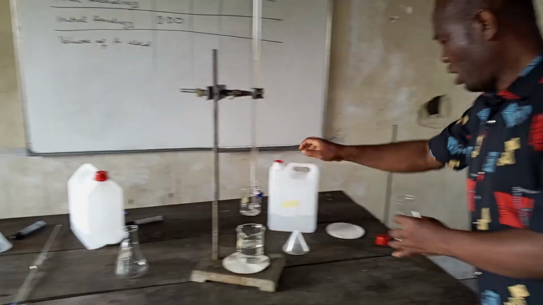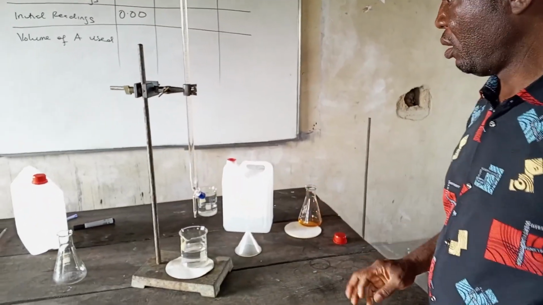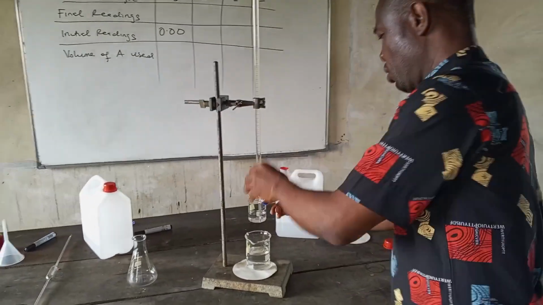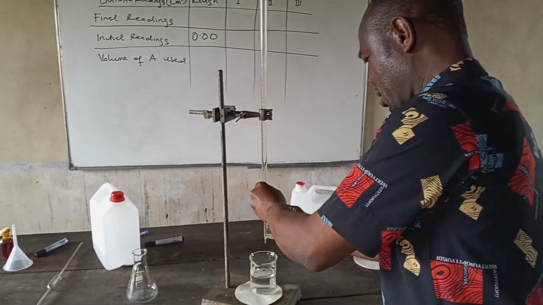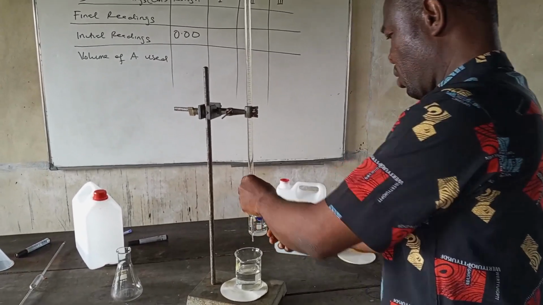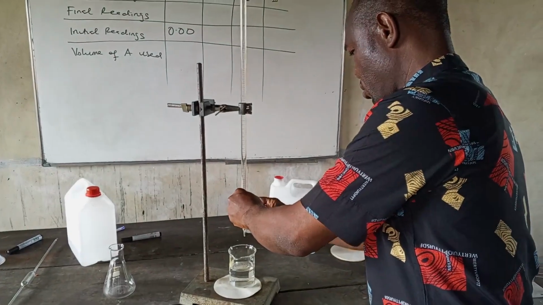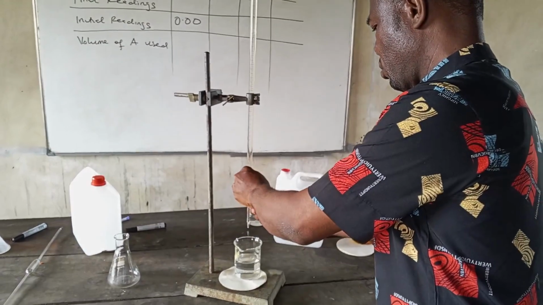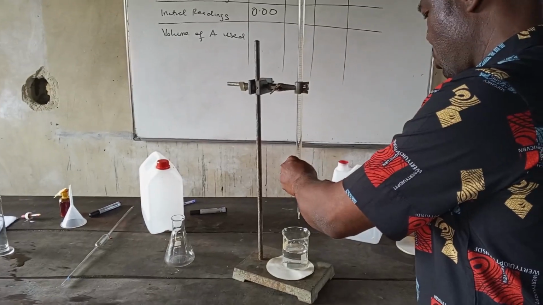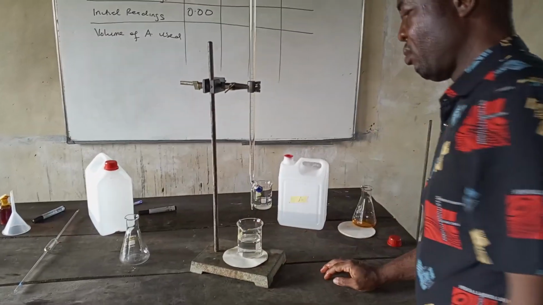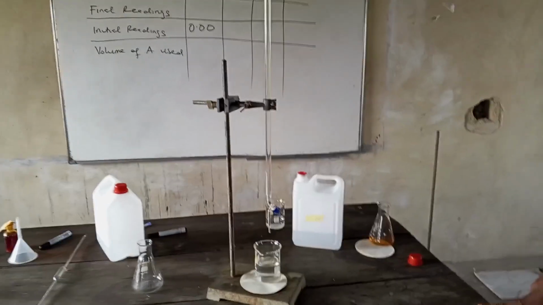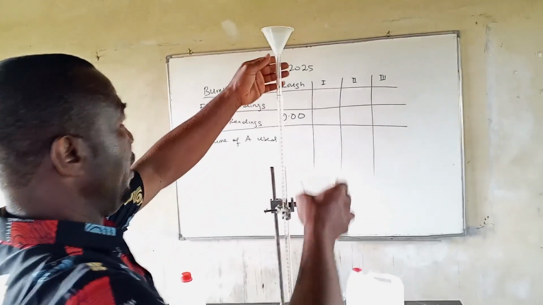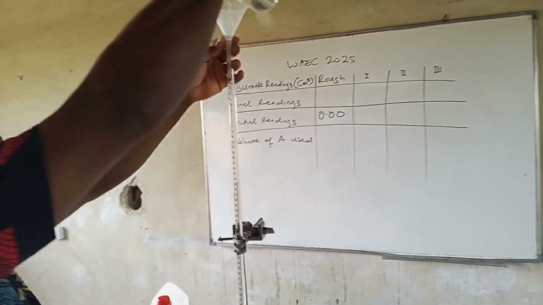So I observed that the burette is leaking somehow. So what it means is that I have to adjust the burette because it has gone below 0. So let me make it tight. I think it's better now. Adjust to 0 again, or I may change the burette. I'm going to fill the burette again and adjust it to 0.